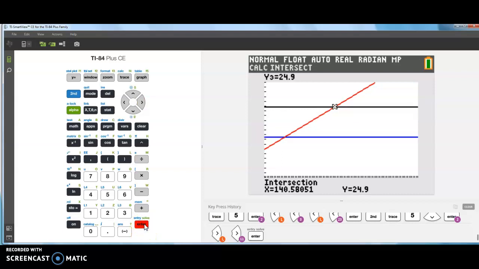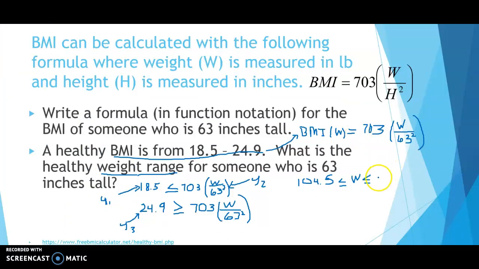We hit enter. And we find it's actually 140.6. So going back to my question, my maximum healthy weight for this individual is 140.6. So I have solved an inequality by graphing. I know that the healthy weight is anywhere from 104.5 up to 140.6. And so for somebody to have a healthy BMI, if their height is 5'3", 63 inches.